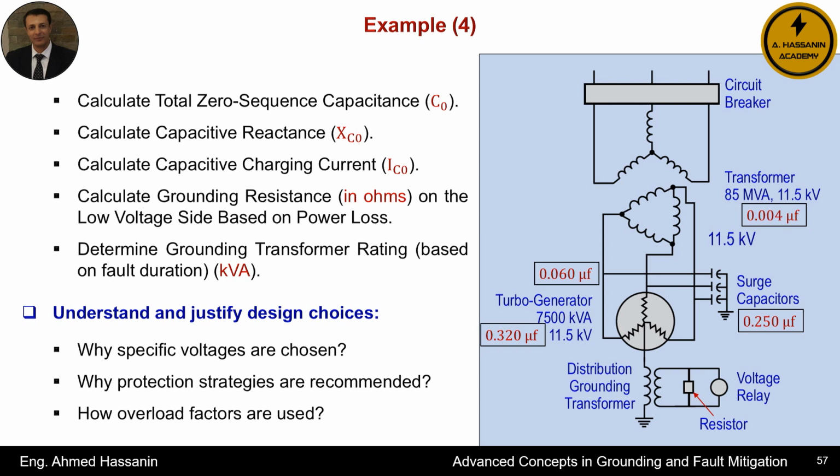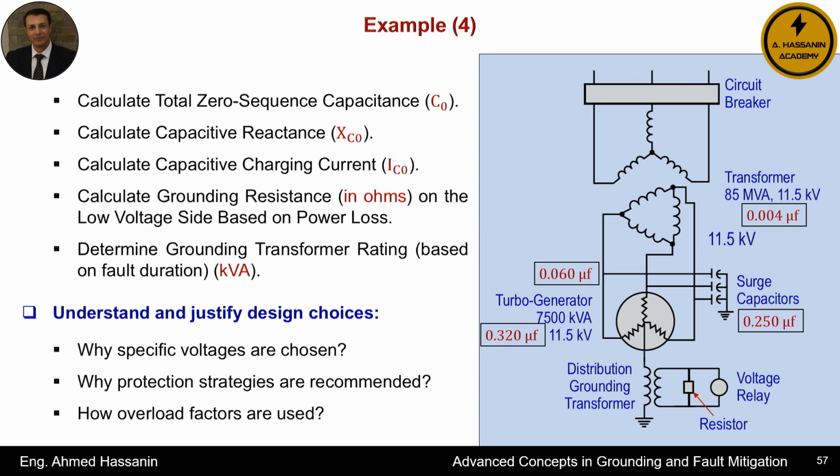Now the system includes several components, each contributing to the overall zero sequence capacitance. The capacitance values, all given in microfarads, are as follows. The generator itself has a capacitance of 0.320 microfarads. The surge capacitors connected to the generator contribute 0.250 microfarads. The generator terminals add another 0.060 microfarads. Finally, the power transformer contributes 0.004 microfarads.